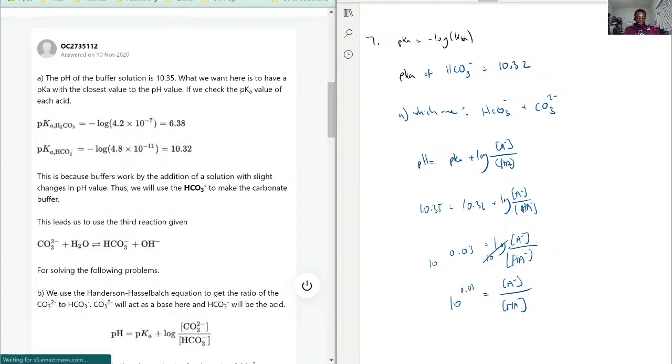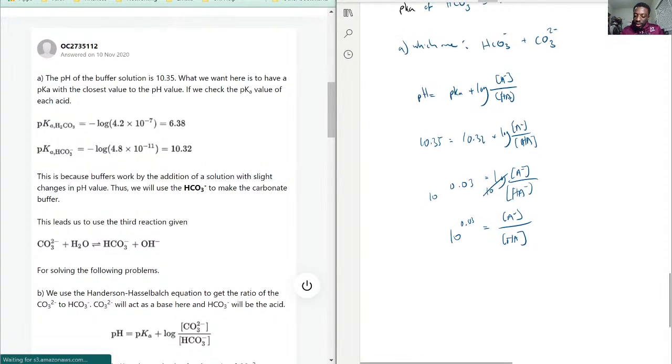So then now we have 10 to the power of that, 1.07. There we go. Okay, so now we have 1.07 relation between A minus over HA. And with that being said, that means that if we did 1.07 over 1, we have 1.07 times more base than acid. Okay, so that's what we have there.